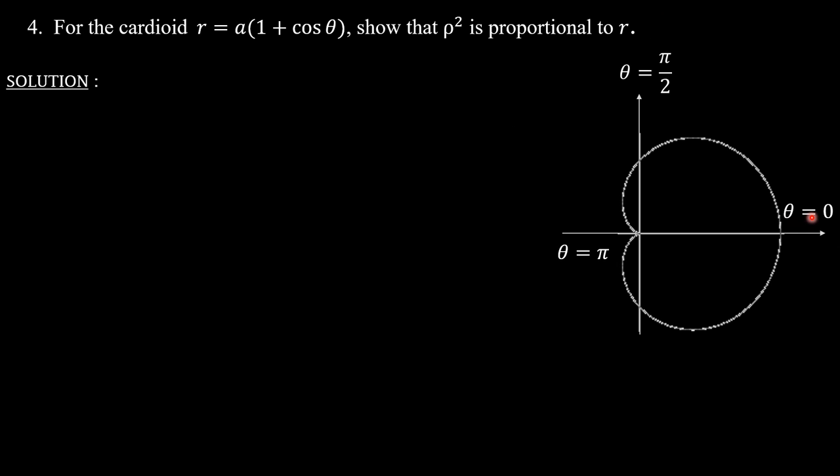For theta is equal to 0, what is the value of r, students? Cos 0 is 1, so that the value of r is 2a. And for theta is equal to pi by 2, cos pi by 2 is 0. Therefore, the value of r is a. And for theta is equal to pi, cos pi is minus 1. Therefore, the value of r is equal to 0. Okay, since the curve is symmetric about the initial line, theta is equal to 0 over here.